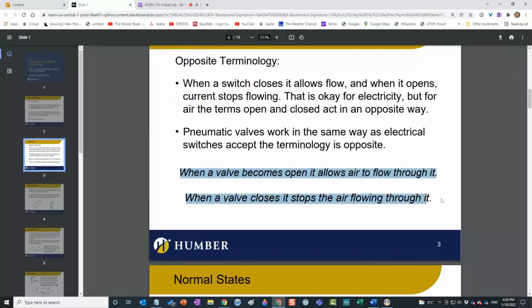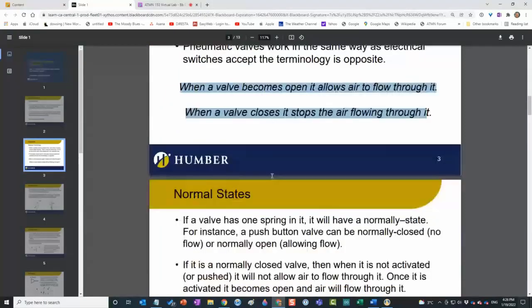A closed valve means that it doesn't allow flow. A closed switch allows flow. So it's just opposite. As long as you're saying the word valve, I think you've got things covered.